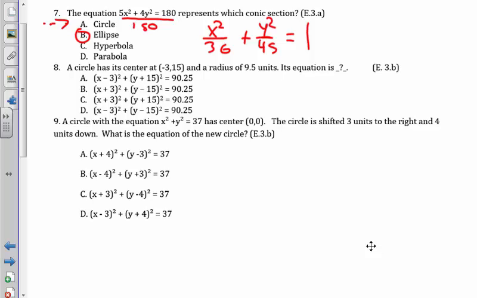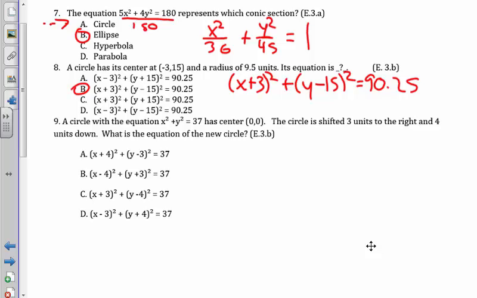All right, so, and it's not a hyperbola because we got addition in the middle and not subtraction there. So now we need to construct an equation here. Remember, inside lies. So for a circle, we could have x, since it's -3, plus 3 squared. And then y is 15, so we have to go minus 15 squared equals 9.5 squared, which is 90.25. So the one that matches up with that is B.